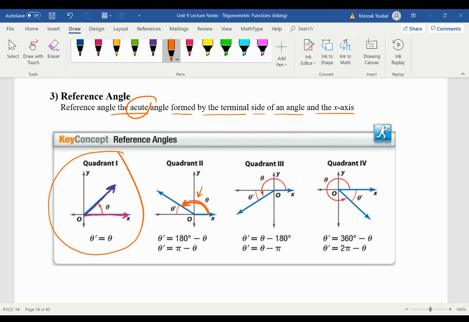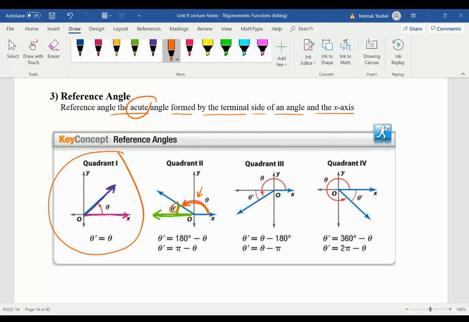But if you look at this angle, what is this angle? It is an angle between the x-axis and the terminal side. So this angle is labeled theta prime. That's a reference angle. Why? Because first, its measure is between 0 and 90, meaning it's an acute angle. And it is formed by the x-axis and the terminal side.